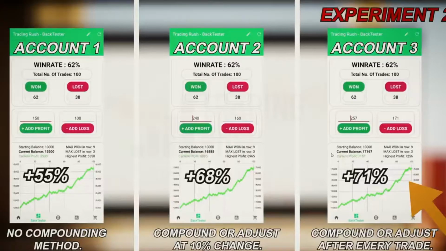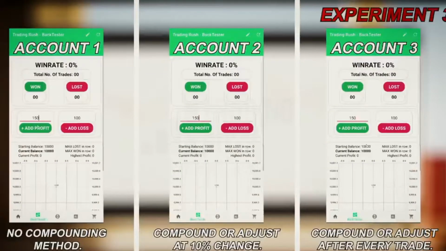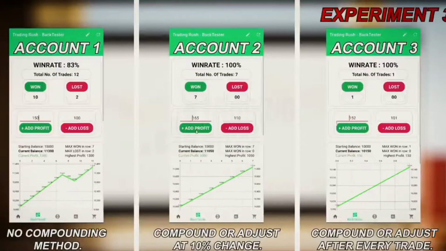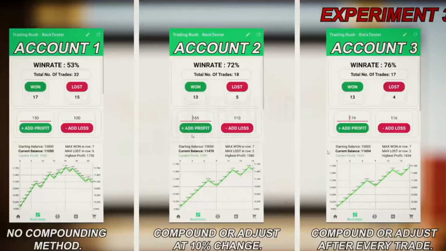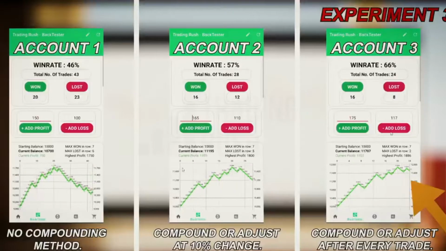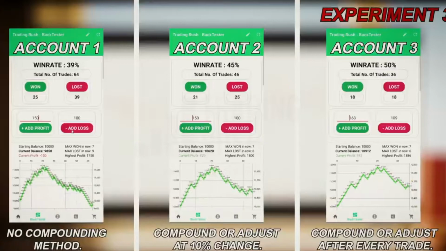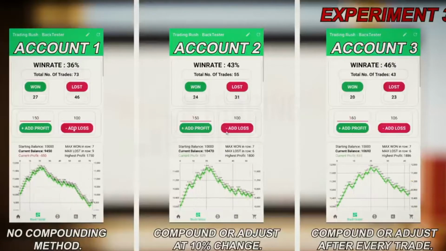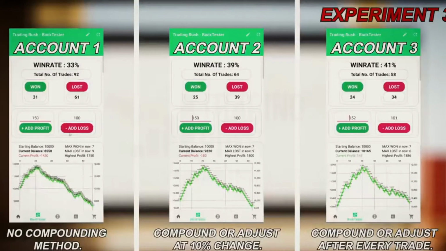In other words, with the highest win rate trading strategy, compounding and adjusting the position size after every trade was the best compounding method. Since the win rate is so low, all 3 adjustment methods in the third experiment should make a loss. But if our previous data is correct and compounding and adjusting position size after every trade is actually the best method, then the same method should also make the lowest amount of loss with a bad strategy. And in the third experiment, it did.